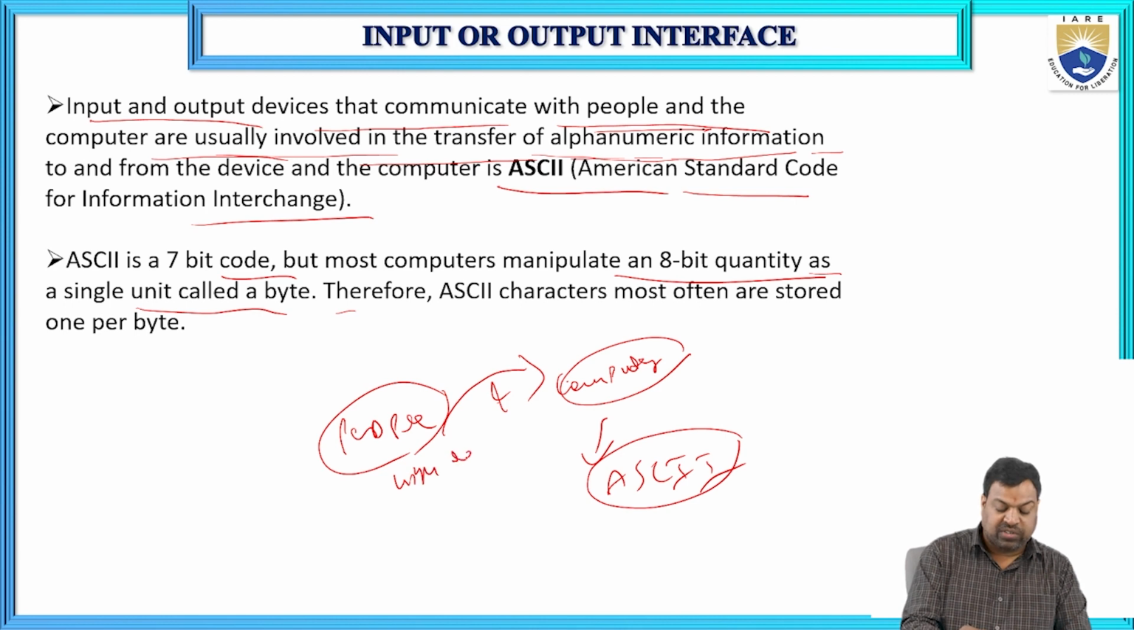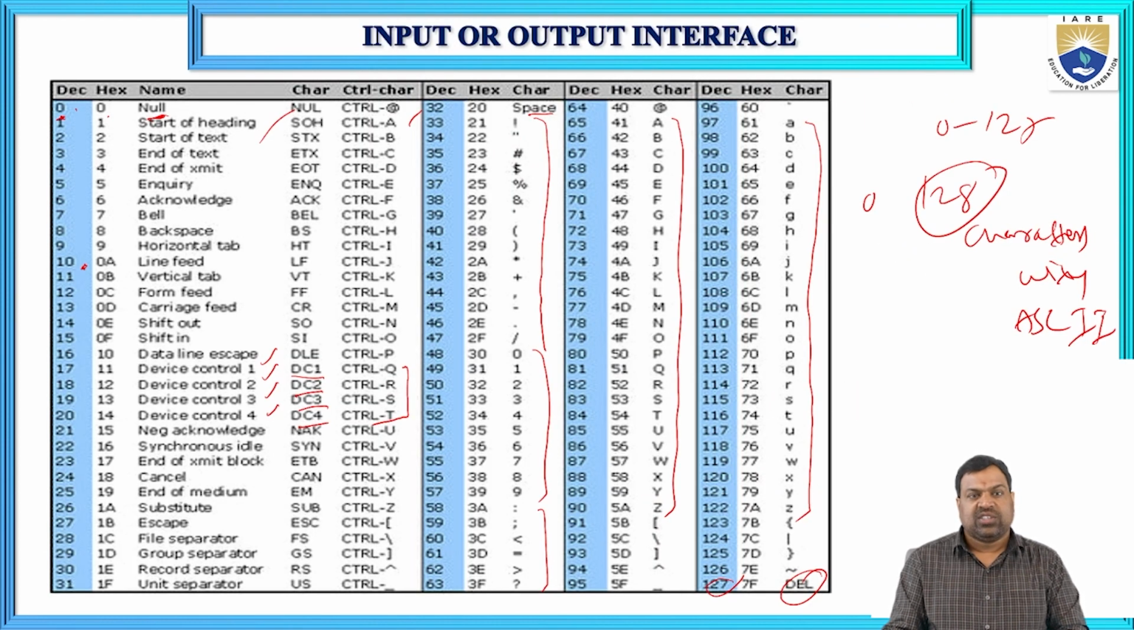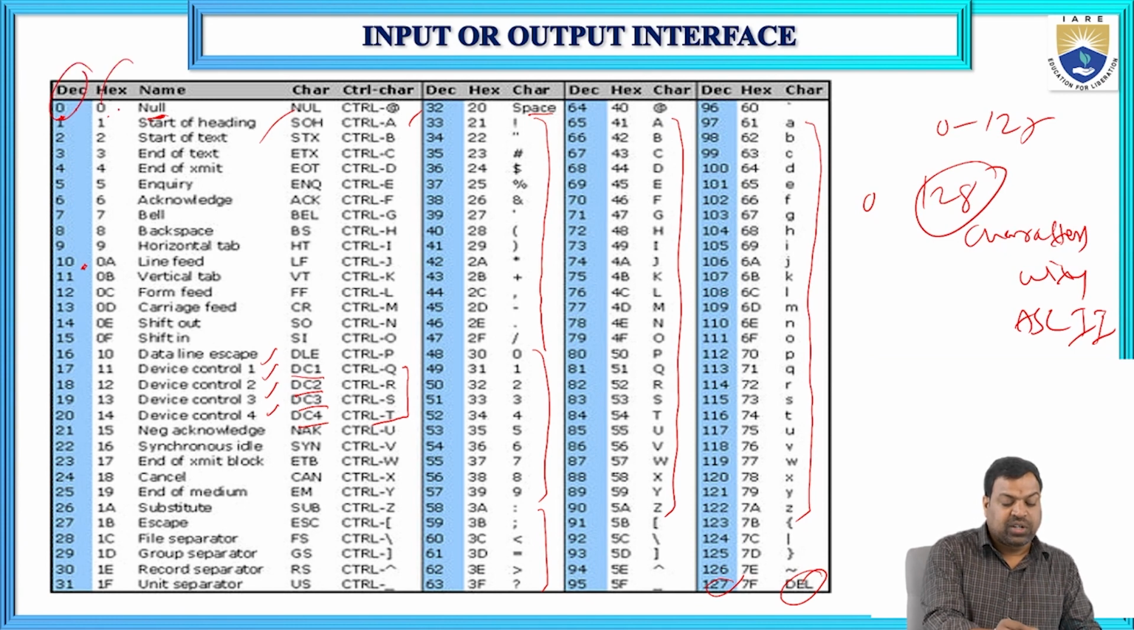So people means high level languages to computer and computer to high level languages. ASCII code is used for converting from computer language to people's understanding and people to computer language. It is a 7-bit ASCII, but most probably we are using an 8-bit quantity, a single unit called a byte. And these are the special characters, null and special characters, hexadecimal characters. So I'm taking decimal and hexa, 0 to 127, or 128 characters are there.